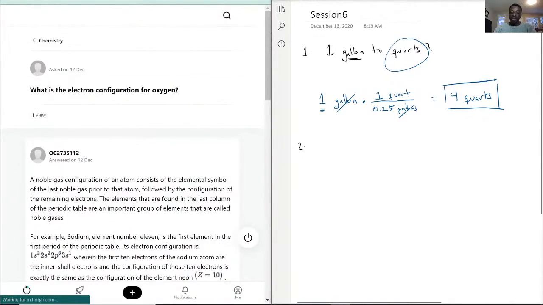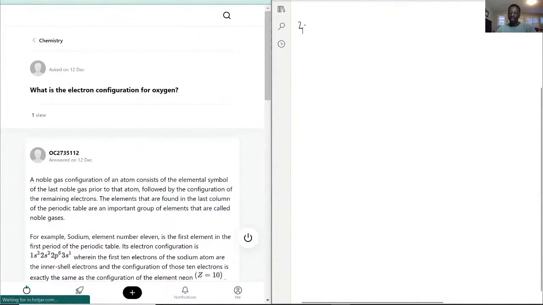Now that we've gotten that warm up, we're going to start delving into a little bit more complicated questions, starting with, what is the electron configuration of oxygen?